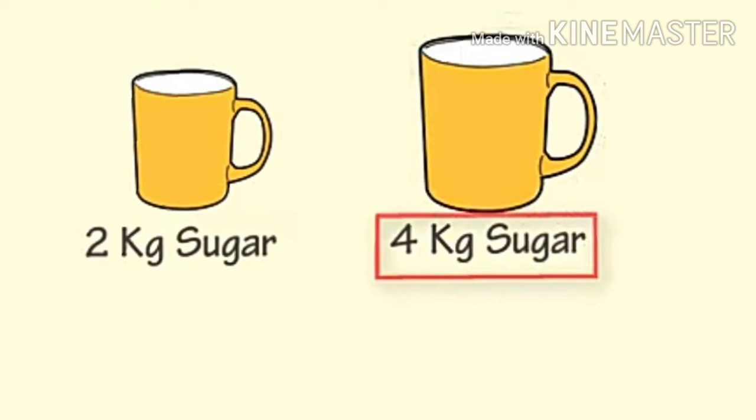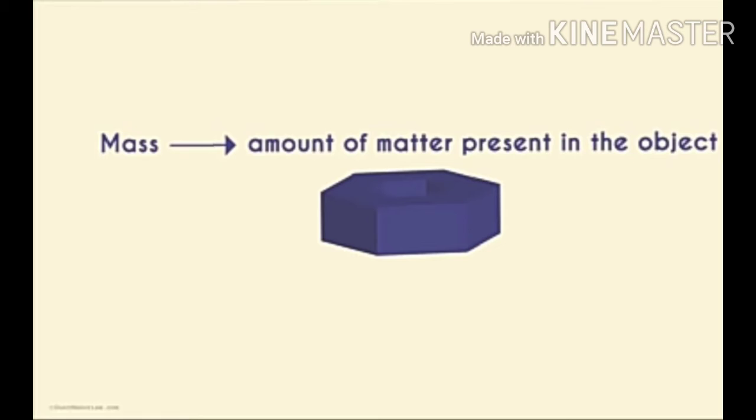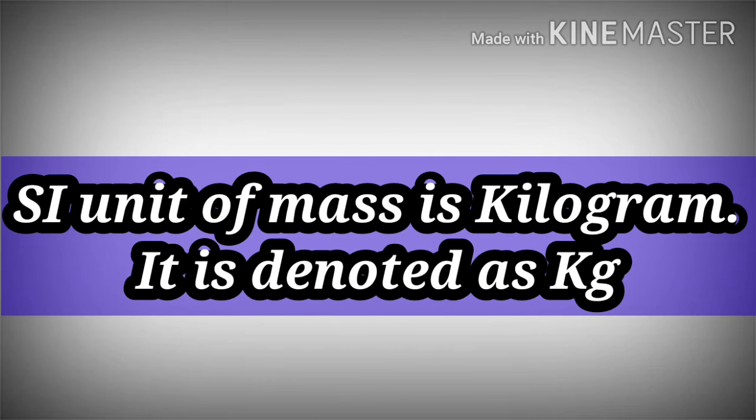So the amount of matter, that is sugar, in the 4 kg cup is greater than the amount of sugar in the 2 kg cup. That's why the cup filled with 4 kg of sugar is heavier than the cup filled with 2 kg of sugar. So we can say that the amount of matter present in an object is called its mass. The SI unit of mass is kilogram and it is denoted as kg.